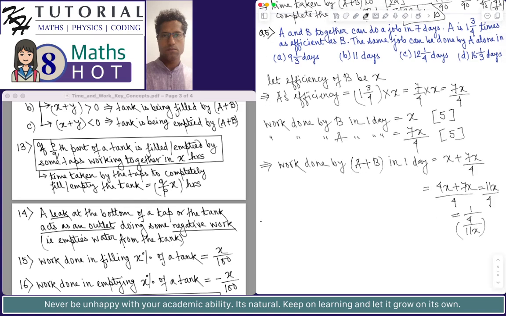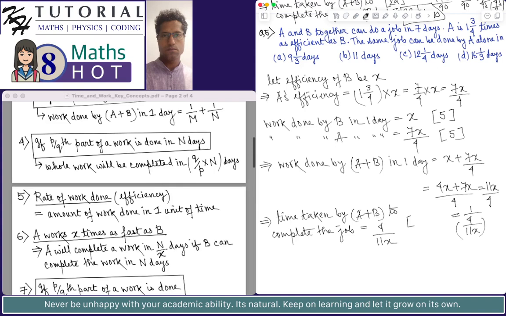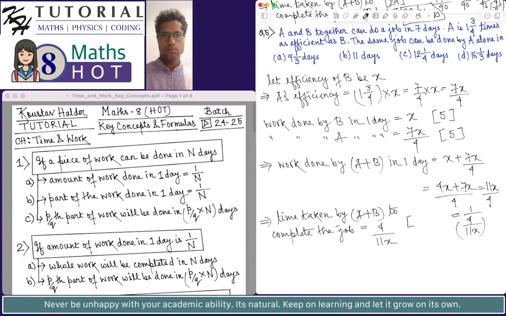Now we can say that the time taken by A plus B to complete the job will be equal to 4 by 11x, using the concept of the reverse.